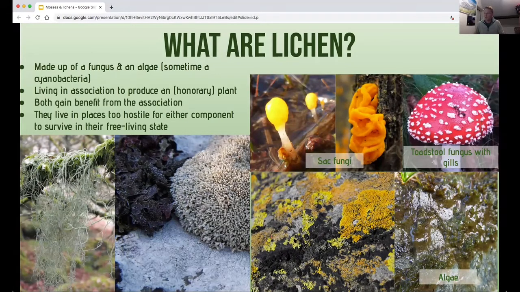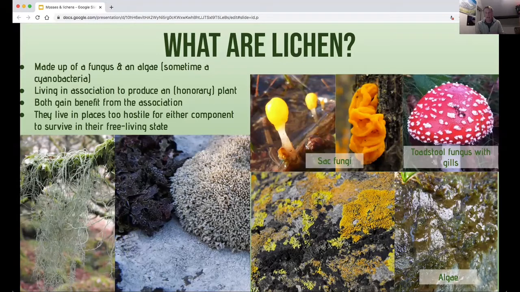The organism, we call it a plant. It's not a strict plant, but it's like an honorary plant. And that organism, the result of these two components, is able to survive in a habitat that on their own they wouldn't be able to survive. Neither the algae nor the fungi could survive, but together they combine to produce this organism, which looks nothing like either, but also has this ability to survive in these really extreme places.